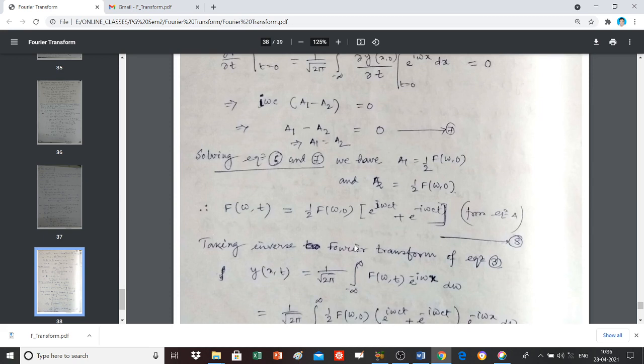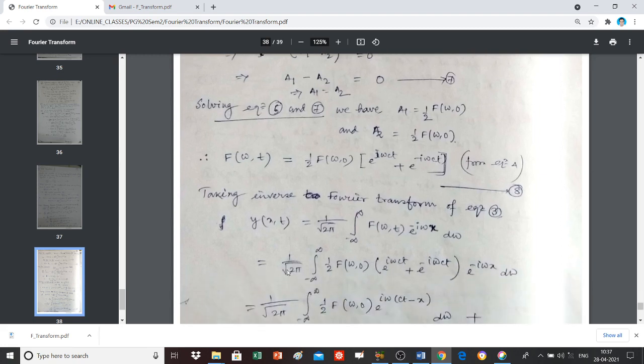So taking the inverse Fourier transform. Now taking the inverse Fourier transform of f(omega, t), that is nothing but y(x,t), that is equal to 1 by root 2π integral from minus infinity to plus infinity of f(omega, t) e to the power minus I omega x d omega. Just substitute the value of f(omega, t), that is half f(omega, 0), then e to the power I omega ct plus e to the power minus I omega ct, then e to the power minus I omega x and then d omega.